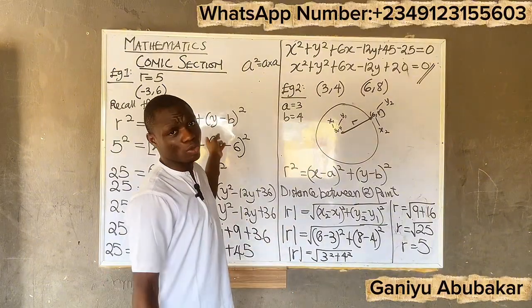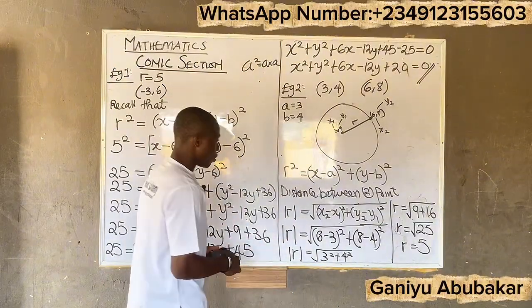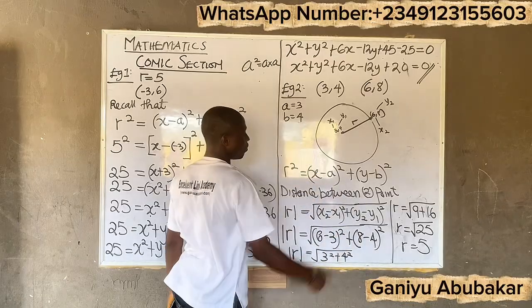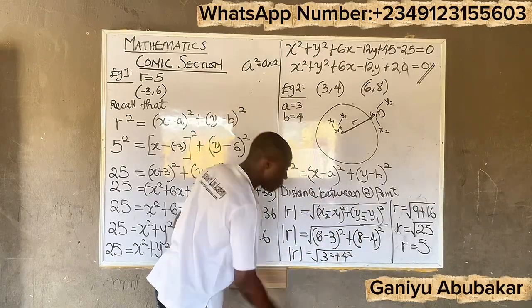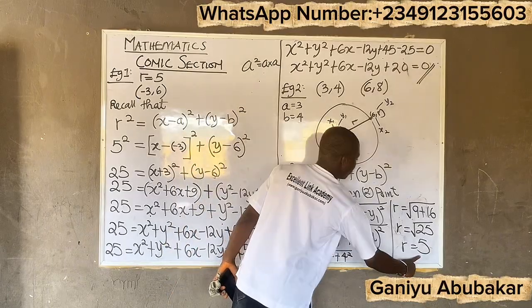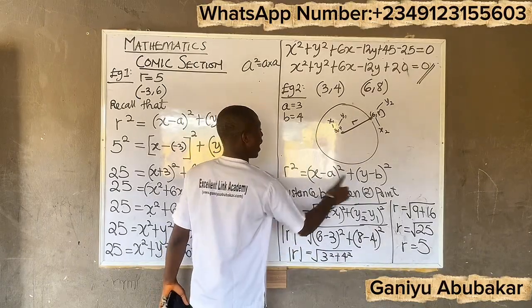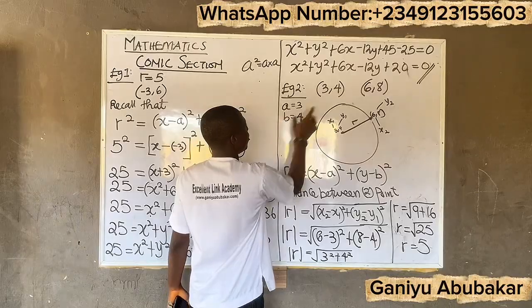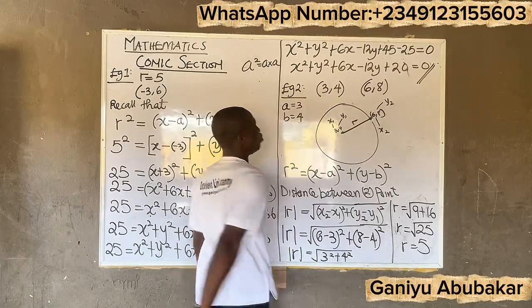This one now is what? Conic section. Alright. So I've gotten r. So it's quite simple now. I can now find what? The equation of a circle. Why? I know r is 5. I know a and b. So a and b is 3. This center point is what I'm going to use to find a and b.